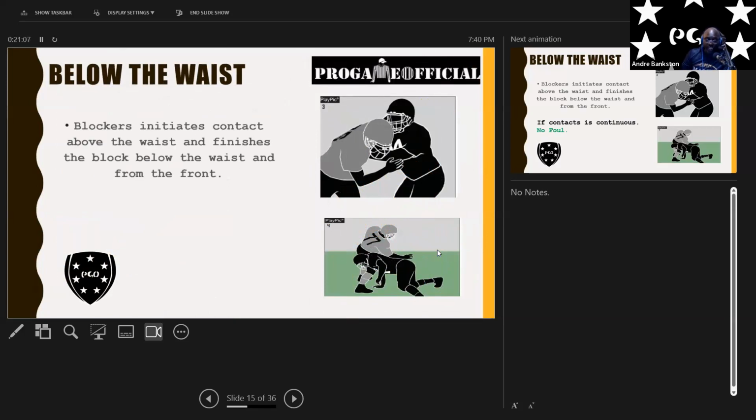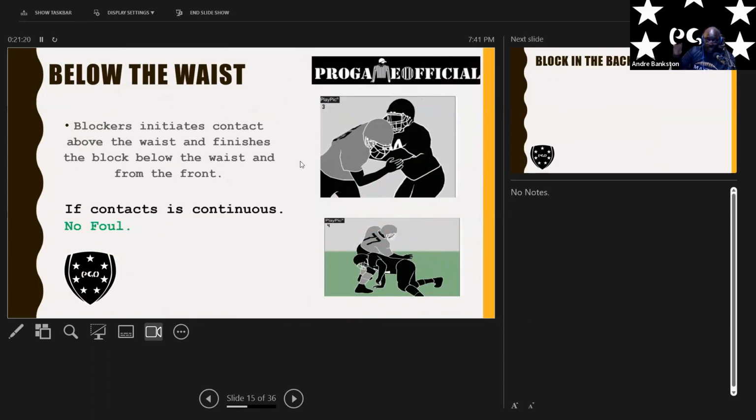A blocker will initiate contact above the waist in the blocking area. And let's say as they're blocking them, they slide low and the contact is continuous. This is not a foul. So if I'm up here and we're blocking and then I slip and I wind up hitting them below the waist, that is not considered illegal blocking below the waist. That's a legal contact. I mean, a legal contact is not a foul. It's a legal contact.